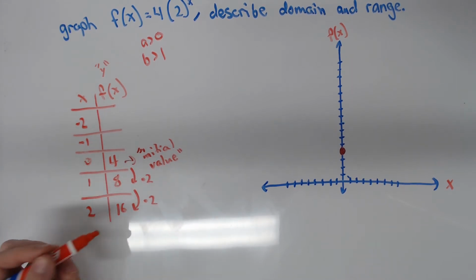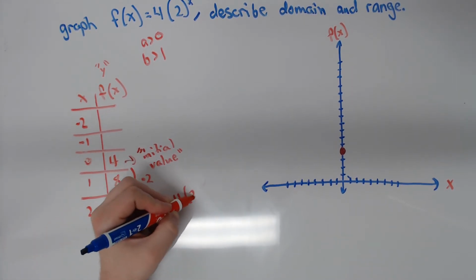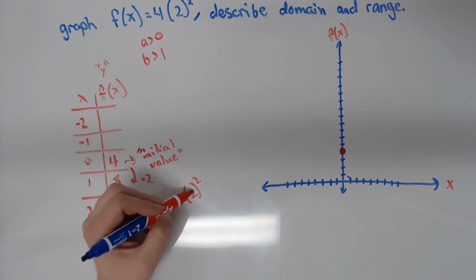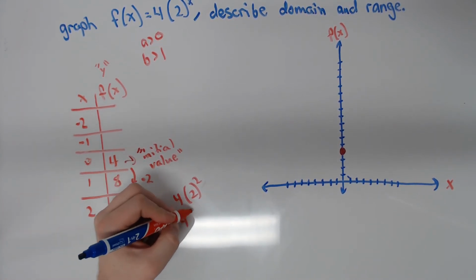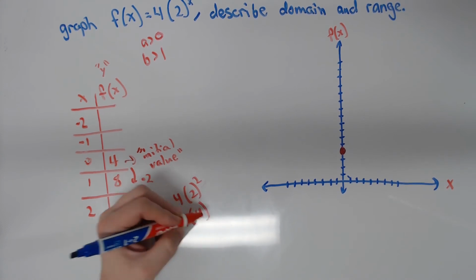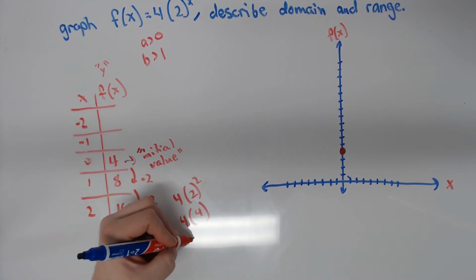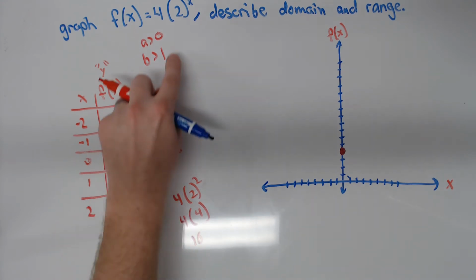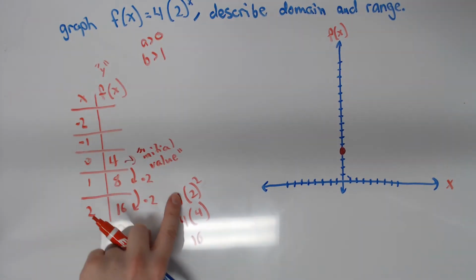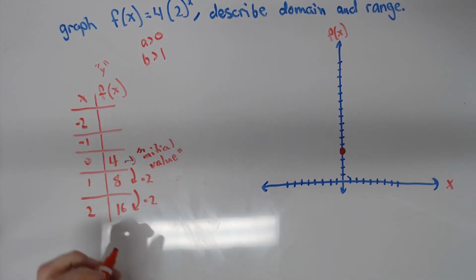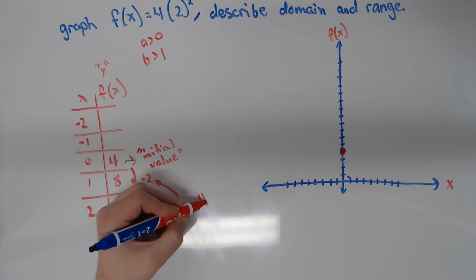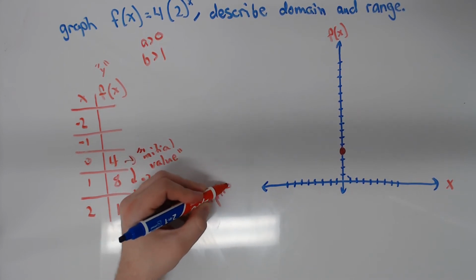What if I plug in 2? 4 times 2 to the second power. This means multiply 2 by itself twice. 2 times 2 is 4. 4 times 4 is 16. So it checks out, but I know that the b value is supposed to be my multiplying pattern. So I'm going to call this my multiplying pattern, or my multiplier.